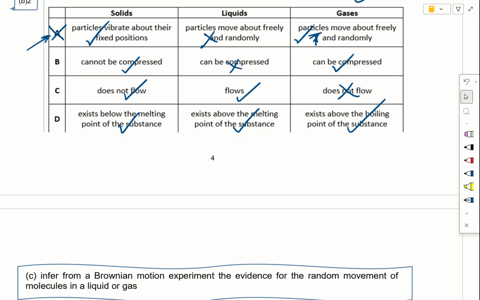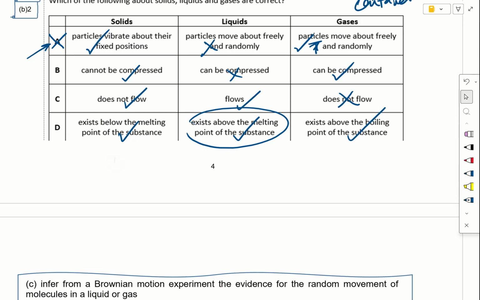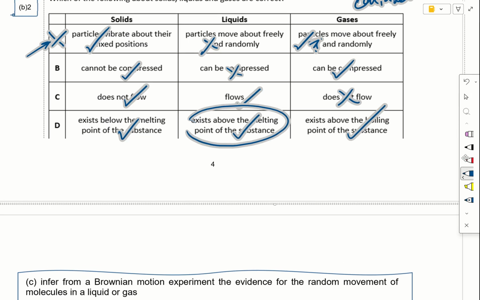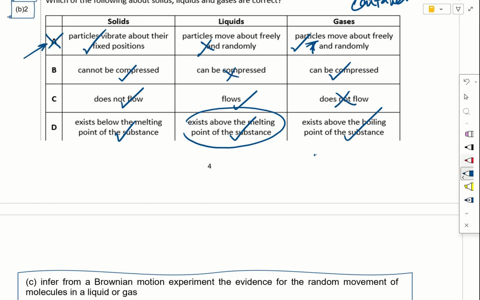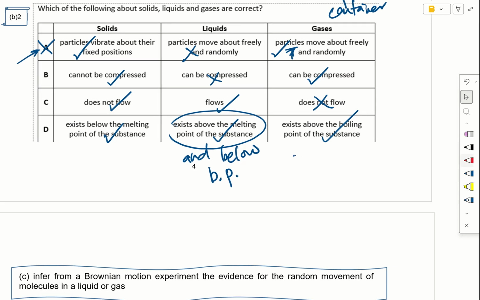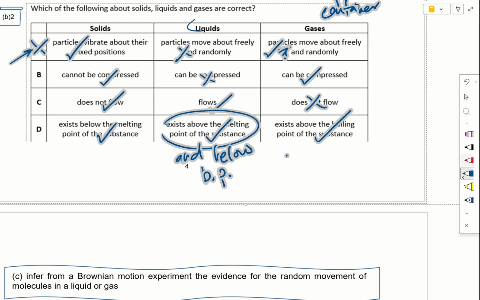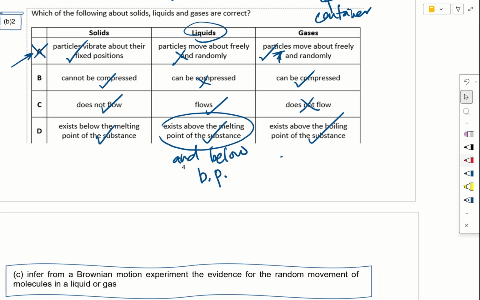Okay, so actually, to be more precise, we should say it exists above melting point and below boiling point. Because if I just say that it's above the melting point, then what if it goes above the boiling point? Then it wouldn't be a liquid anymore. So the answer here will be D.